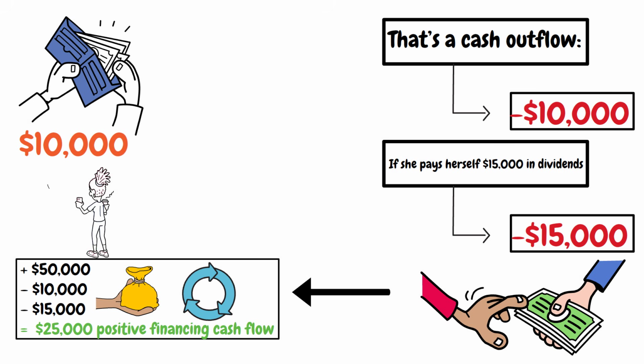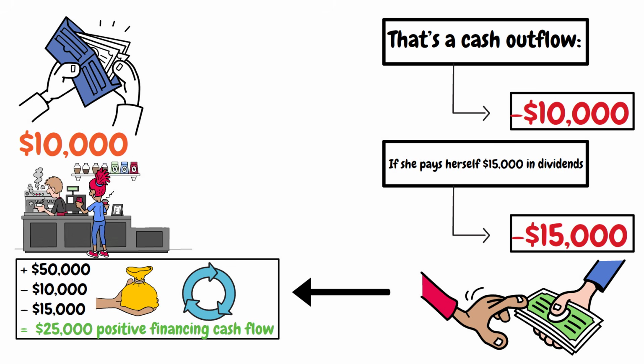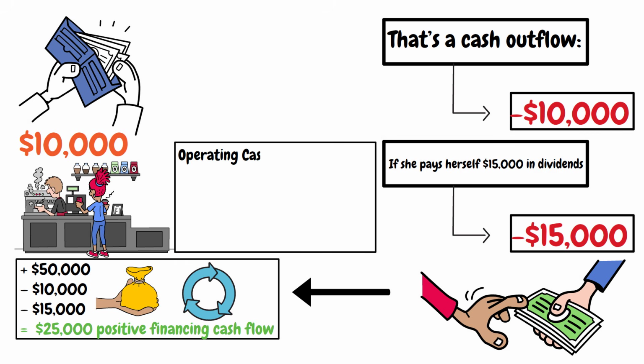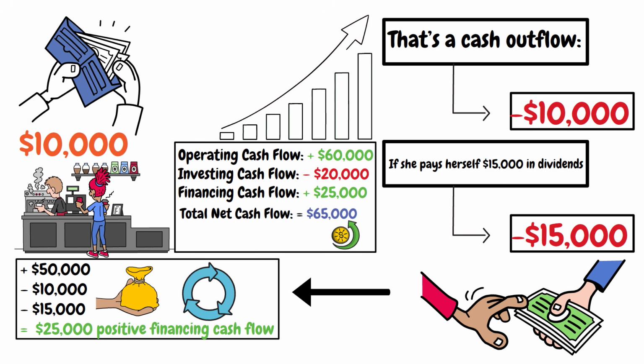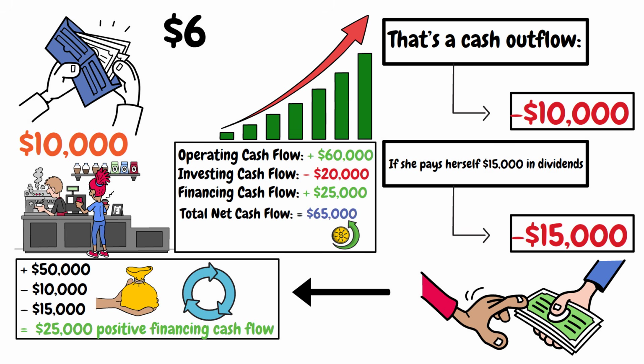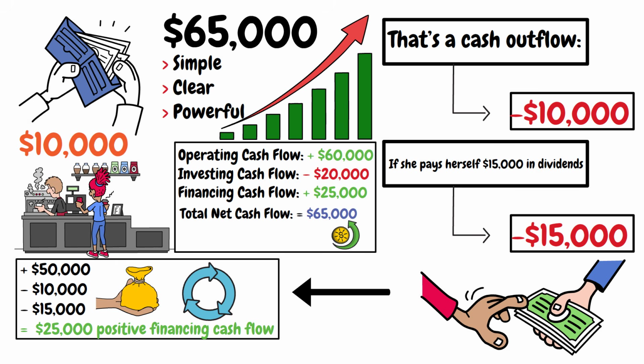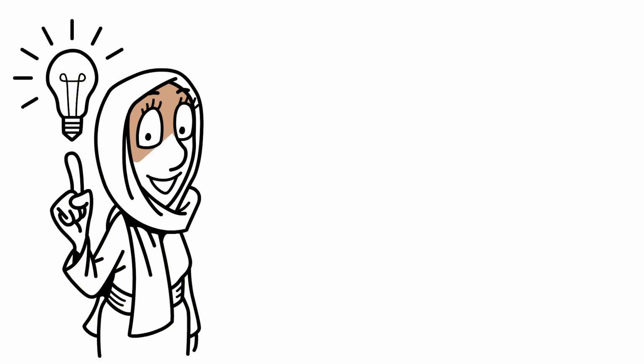Now let's combine everything for Sarah's coffee shop. Operating cash flow plus $60,000. Investing cash flow minus $20,000. Financing cash flow positive $25,000. Total net cash flow equals a $65,000 increase in cash. That means her bank balance increased by $65,000 during the year. Simple, clear, and powerful. Now let's go back to the big idea.